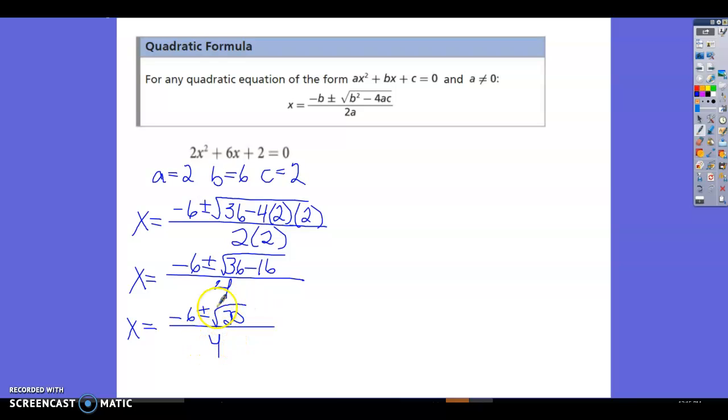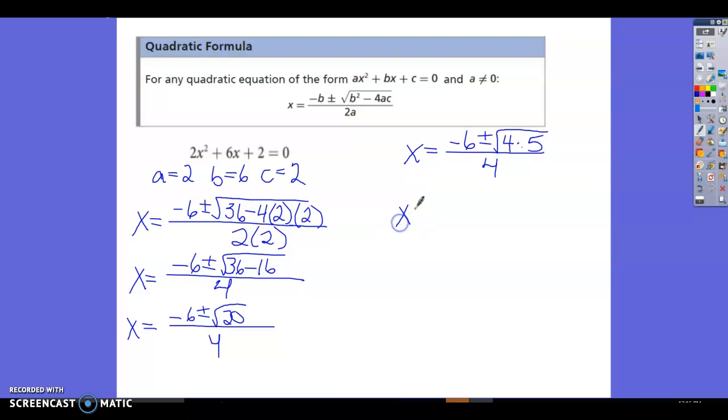And then 20 is not a perfect square, but I noticed that 20 has a number that goes into it that is a perfect square. So it's important to know what your perfect squares are, and it's important to know multiples of different numbers. So when we're dealing with square roots, we can rewrite 20 as 4 times 5.